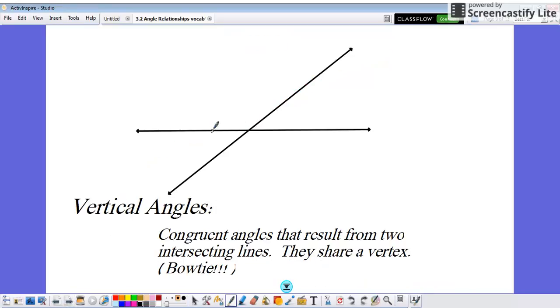Vertical angles. Vertical angles I like to call bow tie angles. They're the two congruent, so you can see they're the same size, right across from a shared vertex. So I call these the bow tie angles. Of course, this really big angle here and this big angle here, those are also vertical angles. You can see that they're right across from each other. They're both obtuse. So the green shaded area is also the same size. So vertical angles are bow tie angles.